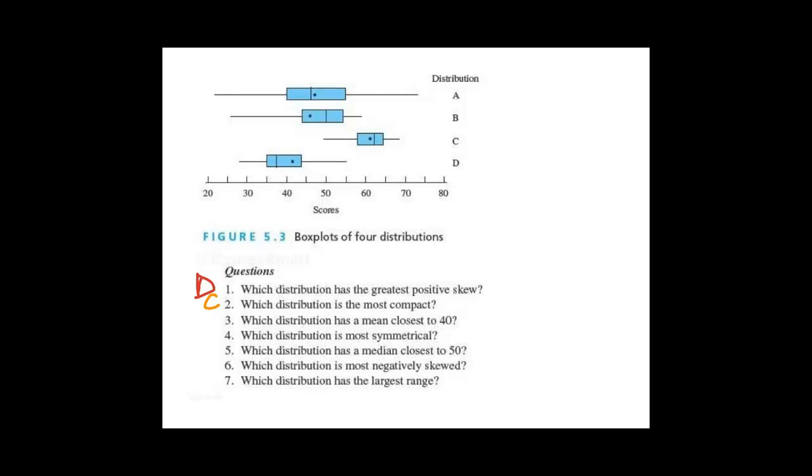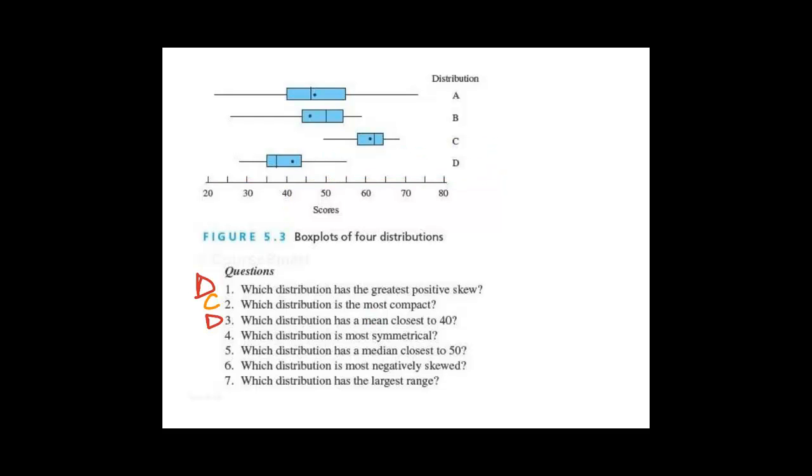Question 3. Which distribution has a mean closest to 40? Now remember, the mean is the dot. So I'm going to find 40 on the horizontal axis, and I'm going to draw a line up, and the one that has the dot closest to 40 is again distribution D. So the correct answer to question 3: distribution D has a mean closest to 40.